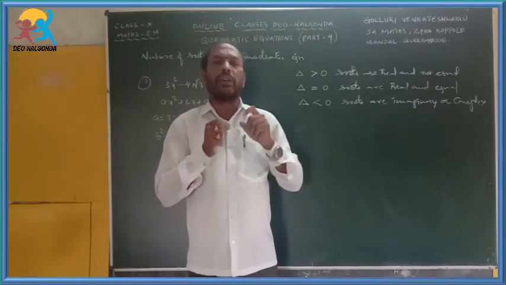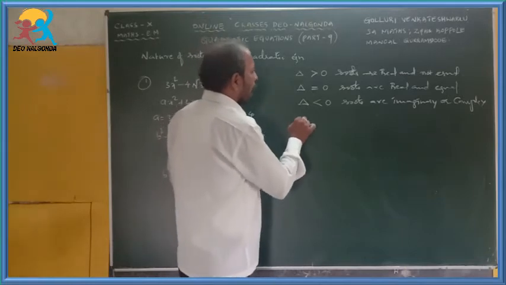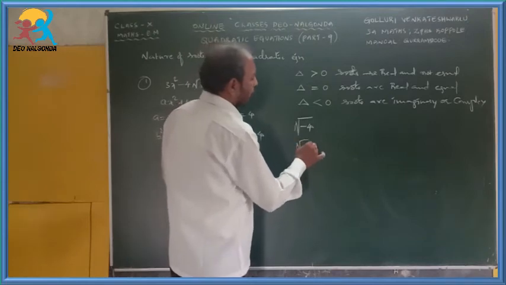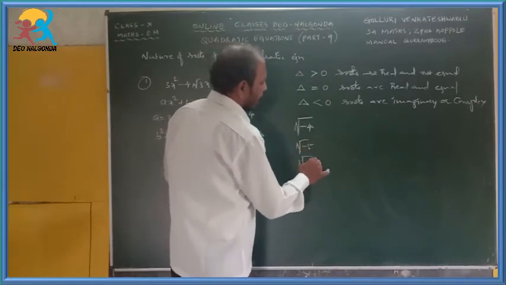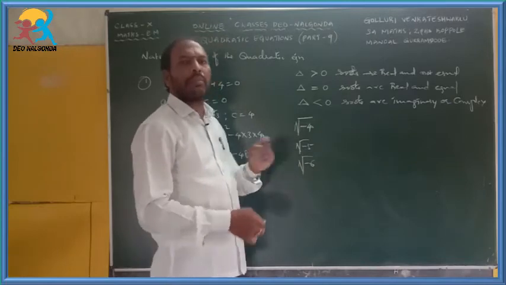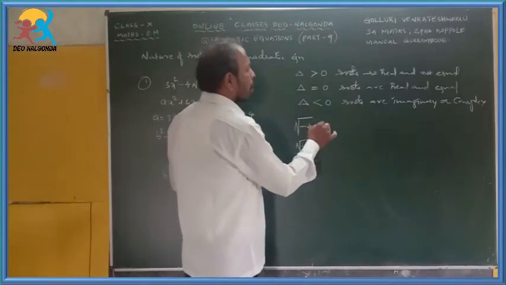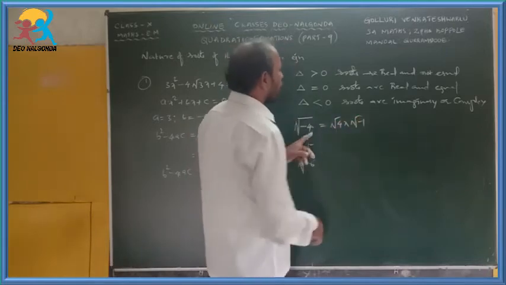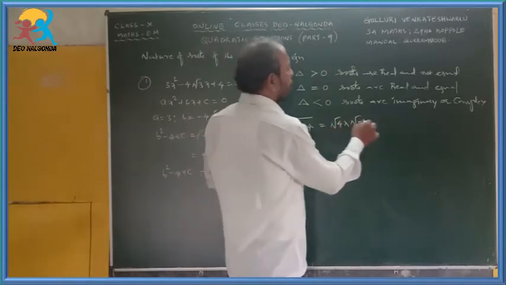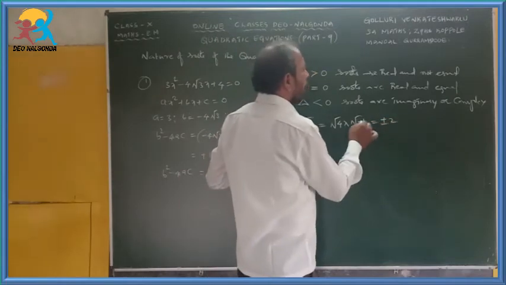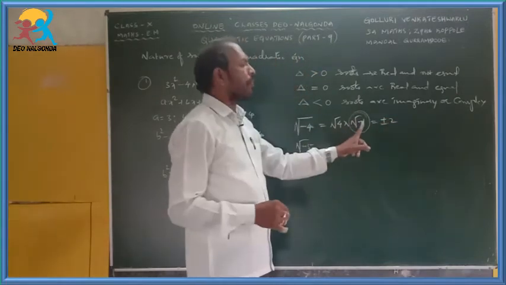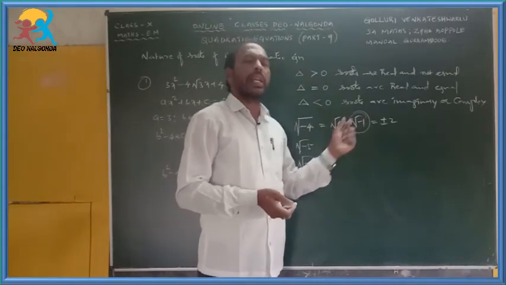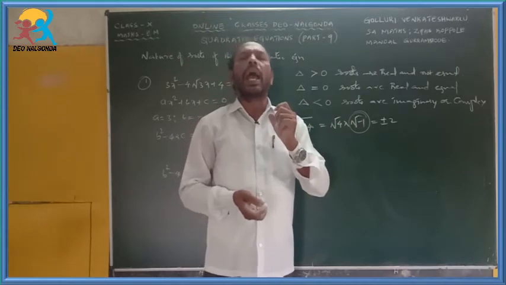Complex means, whenever we have root of minus 4, root of minus 5, root of minus 6, these are not real values. They are not real numbers. Why? Because root of minus 4 is written as root 4 into root of minus 1. The square root of 4 is plus or minus 2. Root of minus 1, we don't know the value of the square root of minus 1. A minus number does not have a square root. That's why root of minus 1 is denoted by i, the imaginary number.